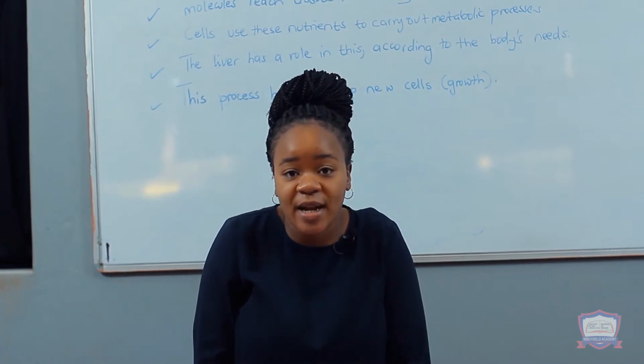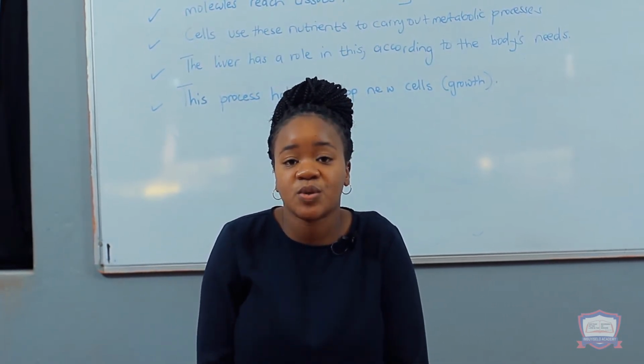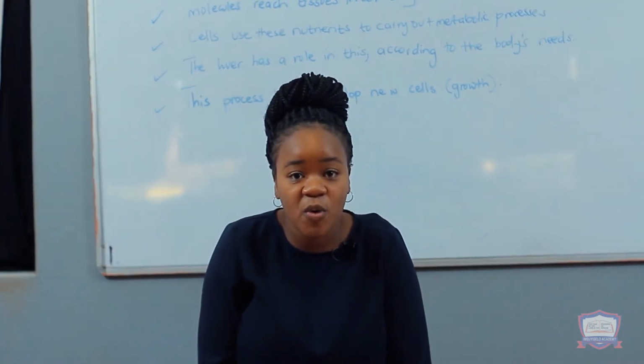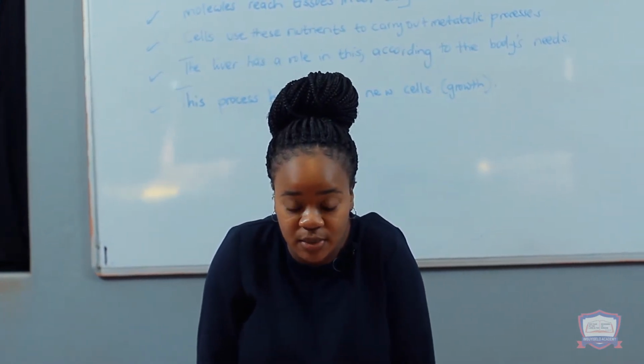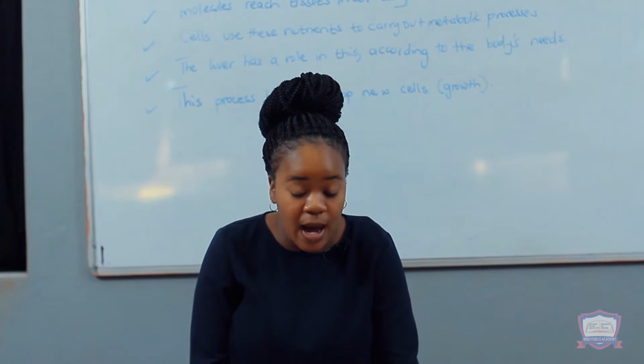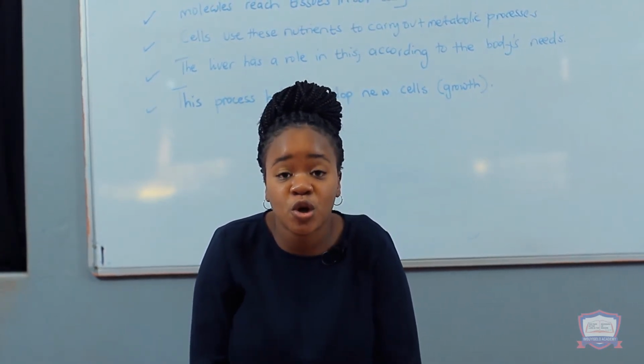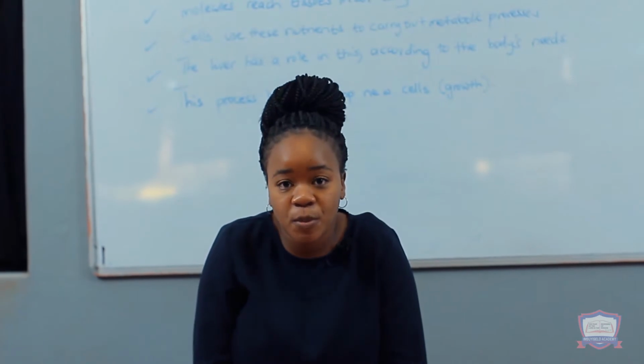We are still on the digestive system and we are looking at absorption and assimilation of nutrients in the body. Last week we looked at absorption. Today I want us to look at assimilation. So please let's recap before we move on to assimilation. We said absorption is the diffusion of small soluble digested food molecules into the bloodstream.